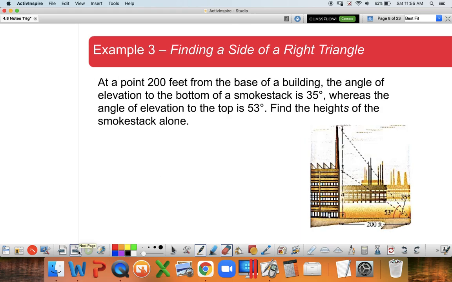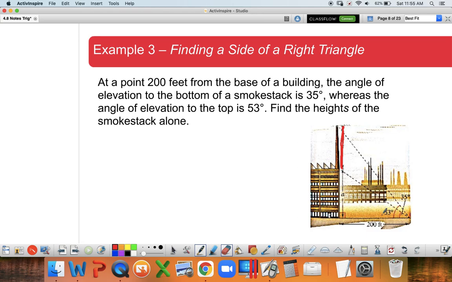All right, example 3. At a point 200 feet from the base of a building, the angle of elevation to the bottom of the smokestack is 53 degrees. Find the height of just the smokestack alone. So what we are trying to find is just this height right here. The problem is the triangle that's formed there is not a right triangle. So I wouldn't be able to use trig identities.